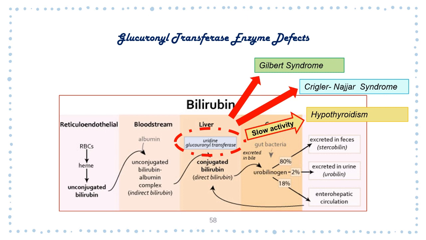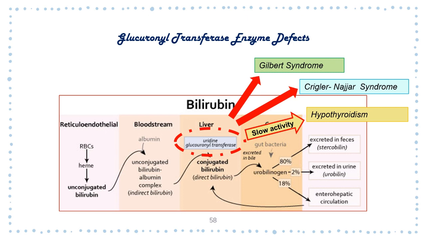Hypothyroidism is a systemic disease. So there's nothing wrong with this enzyme per se, but because severe hypothyroidism affects all the enzymes and all the systems of the body, it will similarly slow down the activity of glucuronide transferase, resulting in jaundice for that reason.